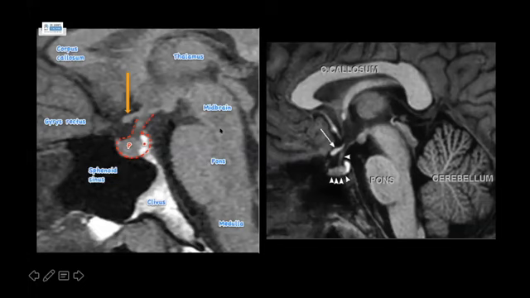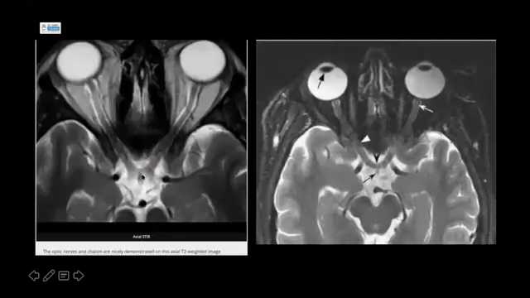I'm just going to move on now. So this is an axial image, and this is the pituitary stalk here. We have the optic chiasm, and then we can see the optic nerves here, which traverse through the optic canal. Again, optic chiasm, pituitary stalk, and optic nerves traversing through the optic canal.